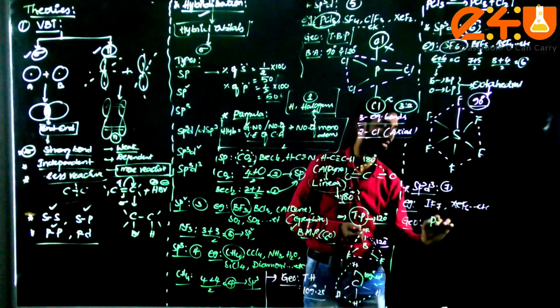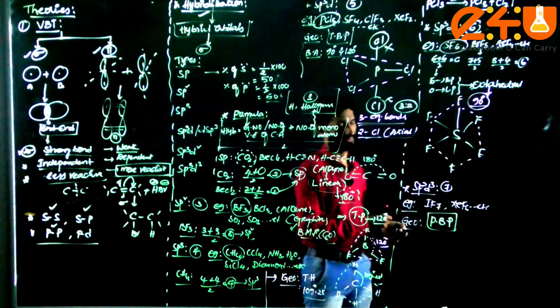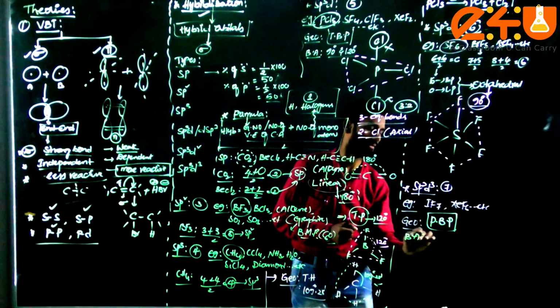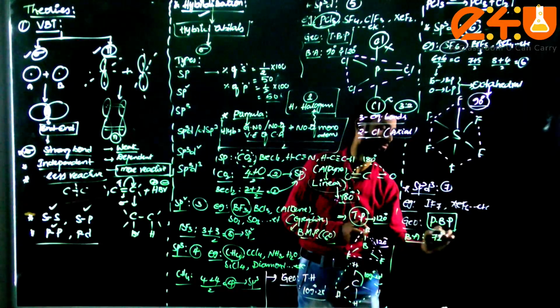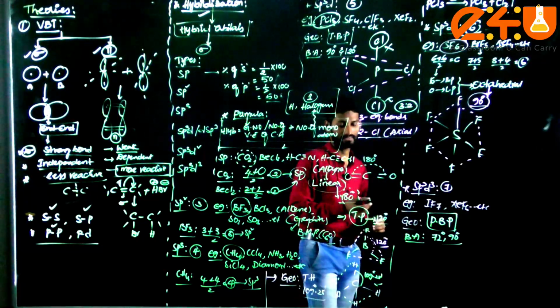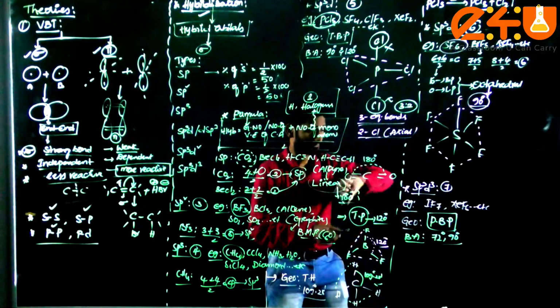IF7 geometry is pentagonal bipyramidal. Next one, what about bond angles, sir? The general bond angles here: I am taking 72 degrees and also 90 degrees as the bond angles. Sir, show me how the pentagonal geometry will look.